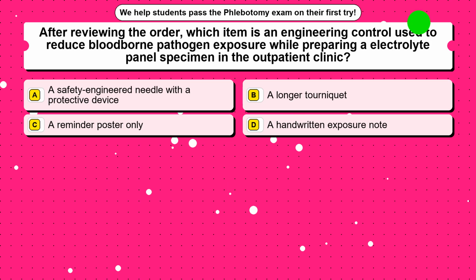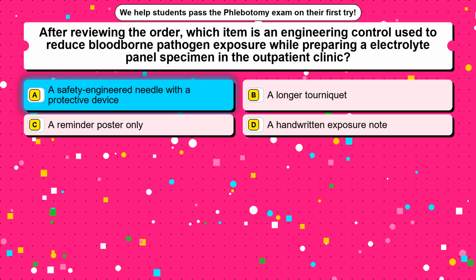Question 1. After reviewing the order, which item is an engineering control used to reduce blood-borne pathogen exposure while preparing an electrolyte panel specimen in the outpatient clinic? Option A. A safety-engineered needle with a protective device. Option B. A longer tourniquet. Option C. A reminder poster only. Option D. A handwritten exposure note.